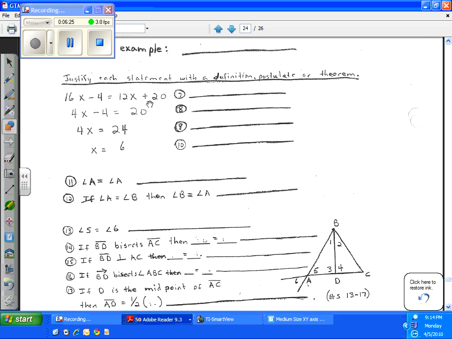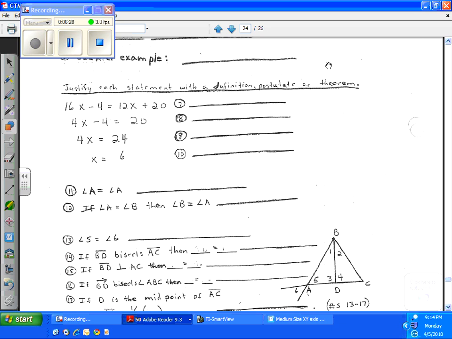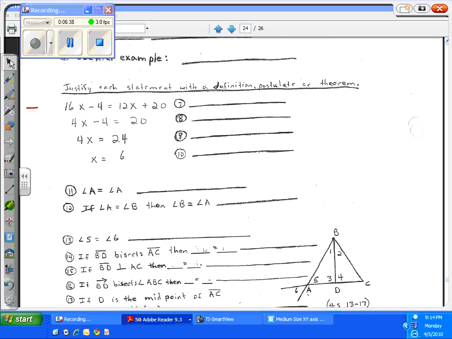The next little section is justifying properties from algebra. And when we justify properties from algebra, we're going to remember that the first one is always given. We say, well, where did this information come from? Well, it's the problem that we started with. It's the given problem.